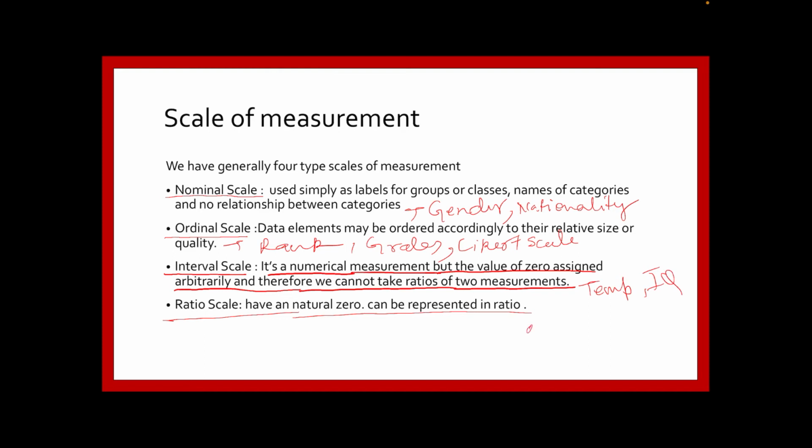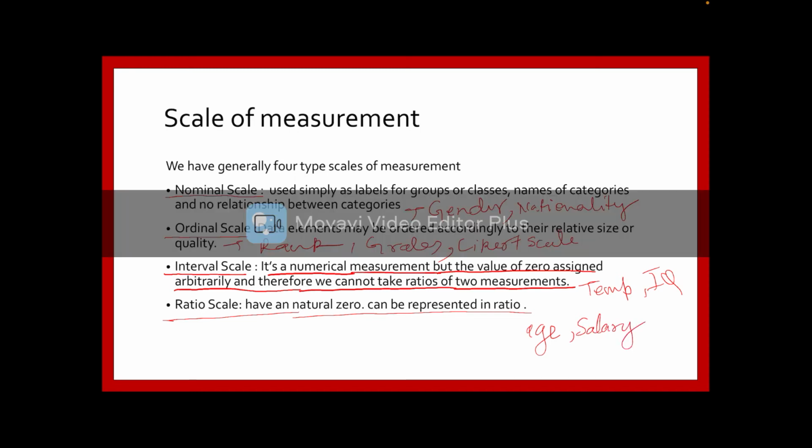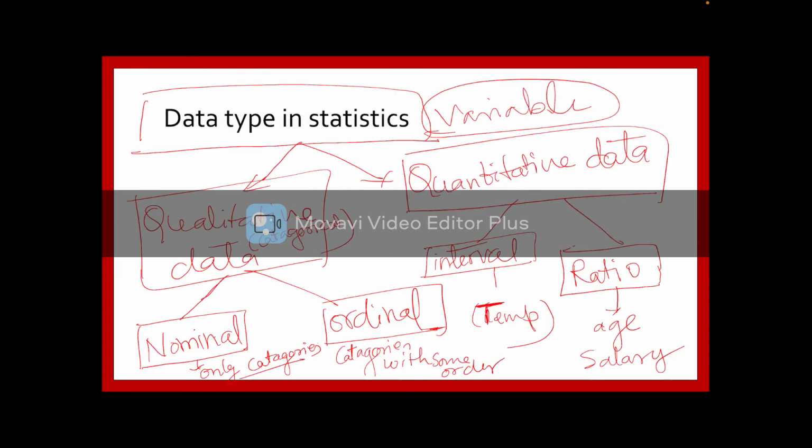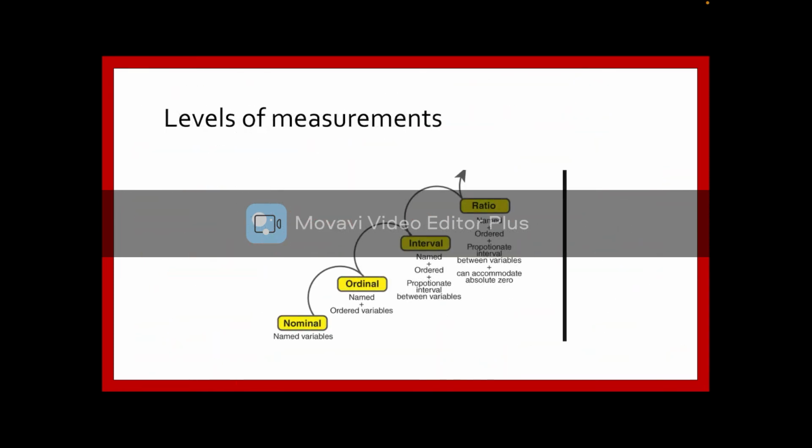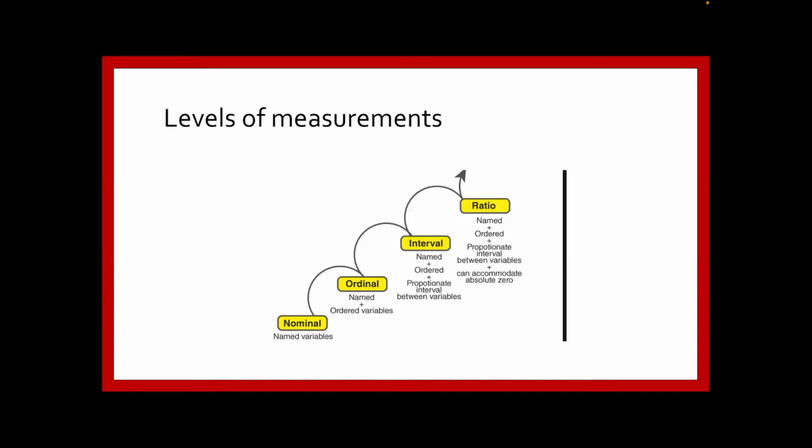Okay, and age, salary of a person, this kind of thing we can measure as a scale of measurement. Okay, this is done. So this is a hierarchy of these four measurement scales.